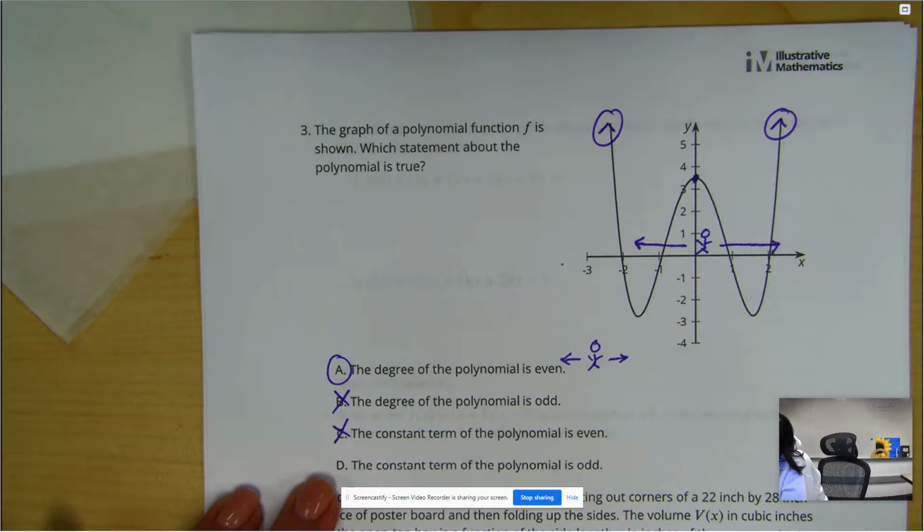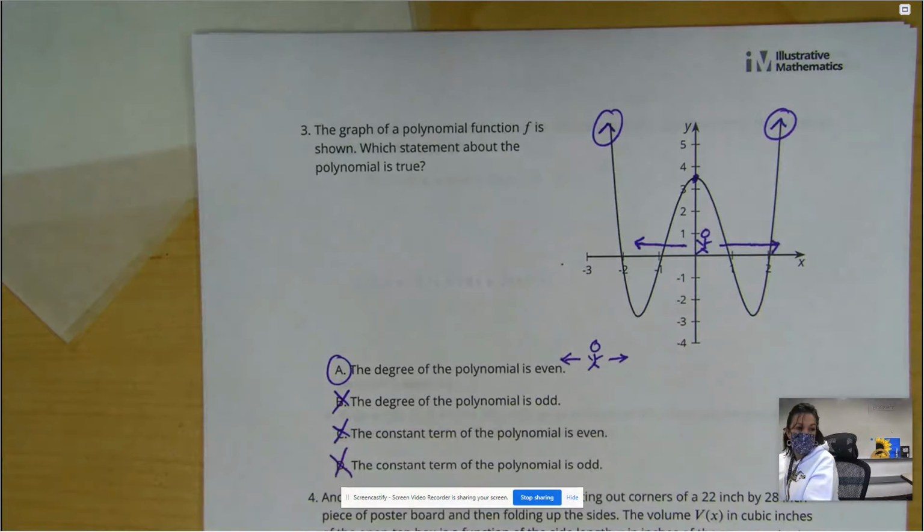The constant is odd. Maybe they didn't want to talk about that today. But for sure, the degree of the polynomial is even.